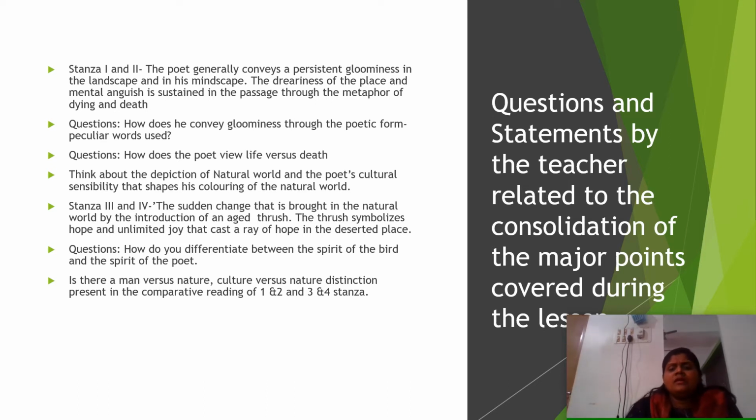Then another important point that the student can think about is the depiction of the natural world. So there is something called the natural world out there, but it's always human beings that shape or give color to the natural world. For example, the poet is very lonely, and he projects the loneliness into the natural world. So there is a definite cultural sensibility that shapes the coloring of the natural world.